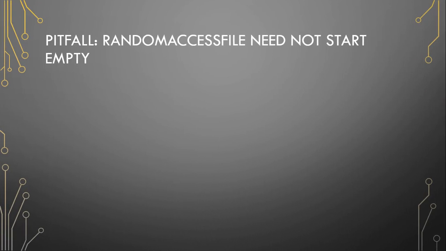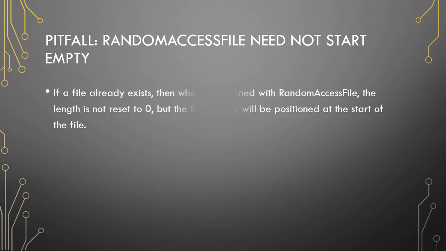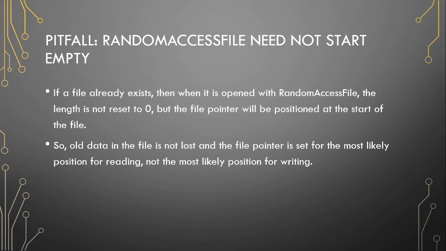All right, now one pitfall to discuss here is that RandomAccessFile does not need to start empty. So if a file already exists, then when it's opened with RandomAccessFile, the length is not reset to 0, but the file pointer will be positioned at the start of the file. So old data in the file is not lost, and the file pointer is set for the most likely position for reading, not the most likely position for writing. So it's one thing you have to keep in mind. It's going to be like, hey, I'm at position 0. I can read the file for you, but if you're looking to write, well, you might have to do a little bit of work.